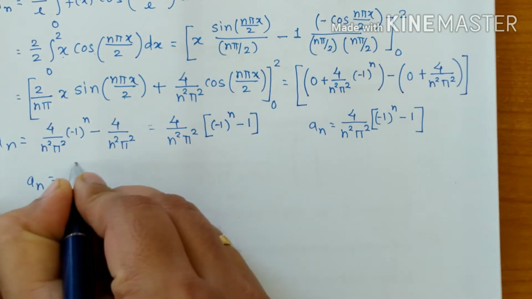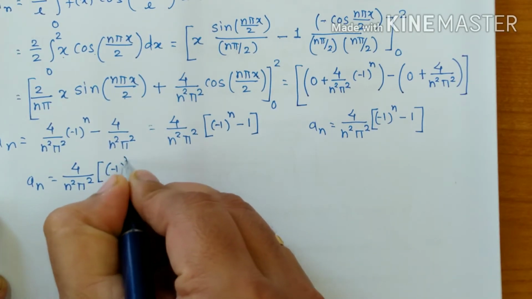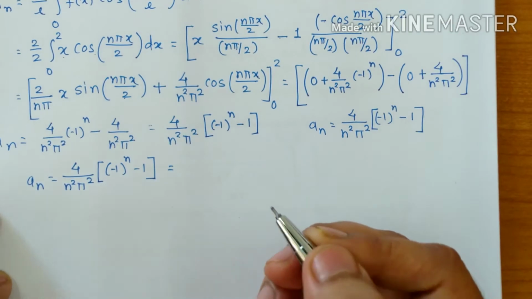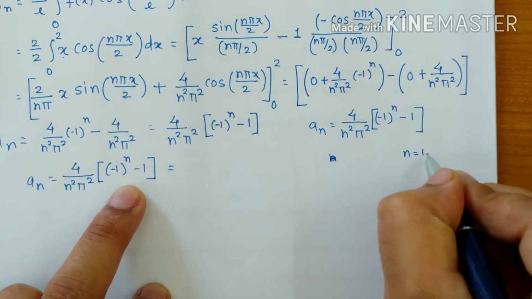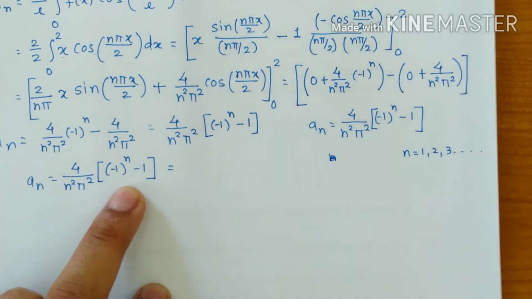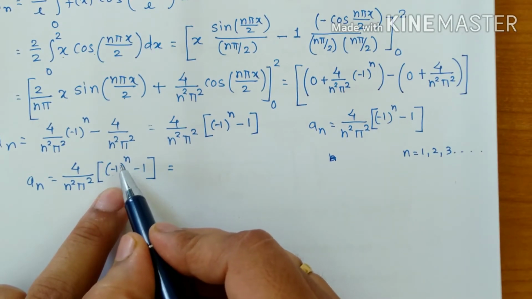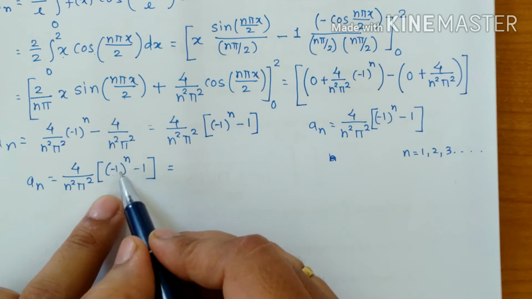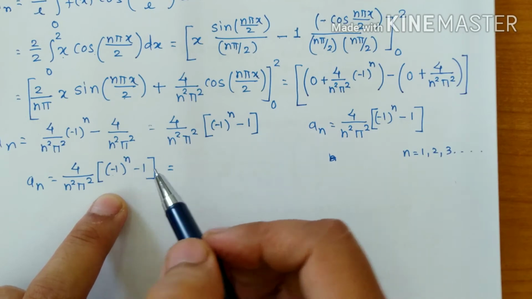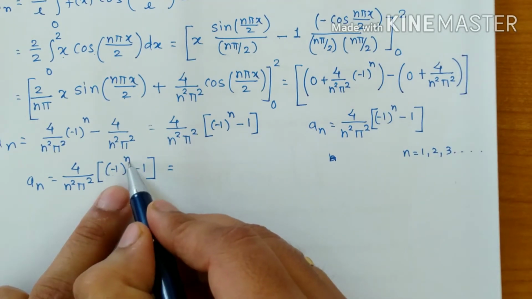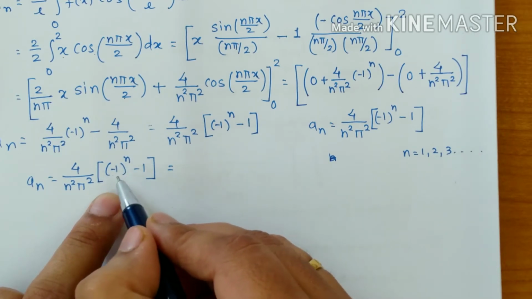Now a n is 4 upon n square pi square into bracket minus 1 raised to n minus 1. Now just have a look. We are going to select the values of n right from 1, 2, 3 and so on. So when n is 1, we get minus 1 raised to 1, which provides me minus 1. So minus 1 becomes minus 2. Okay. Now when n becomes 2, we get minus 1 square. So hence this term is plus 1. So plus 1 minus 1 becomes 0.